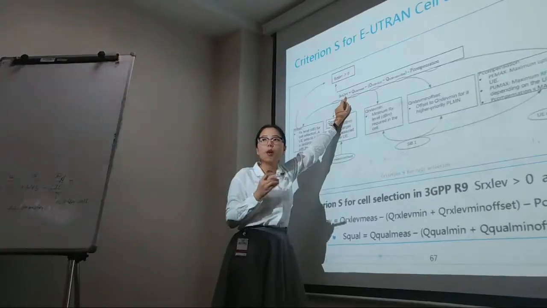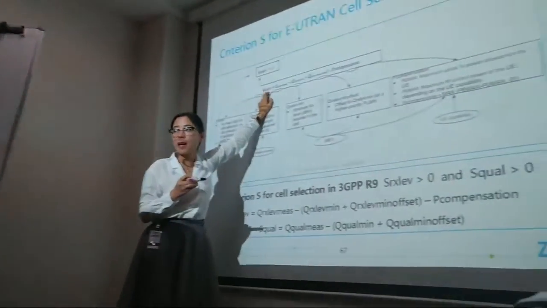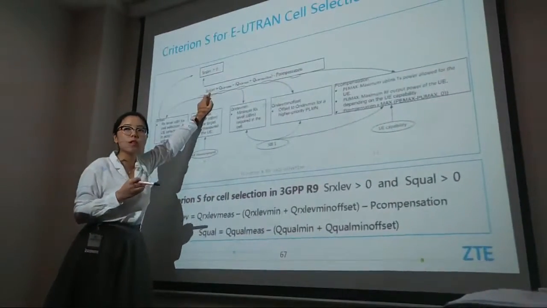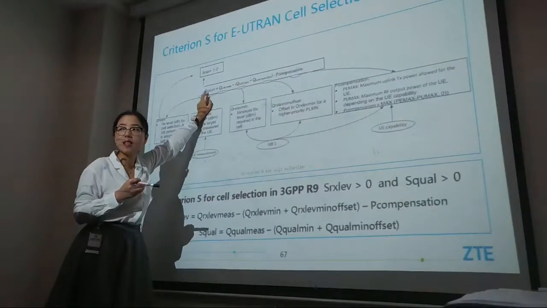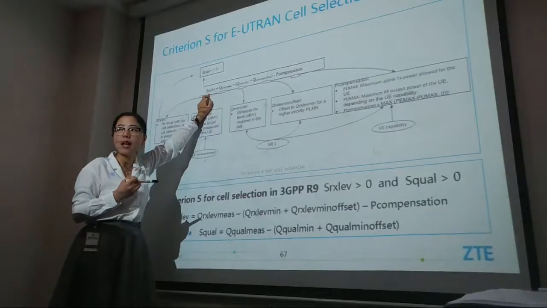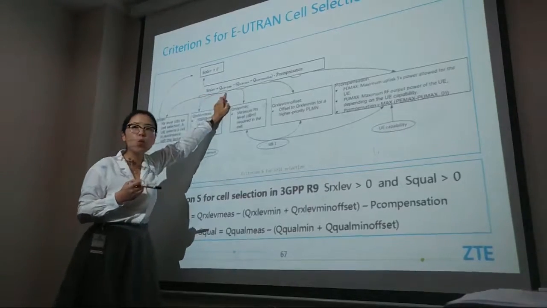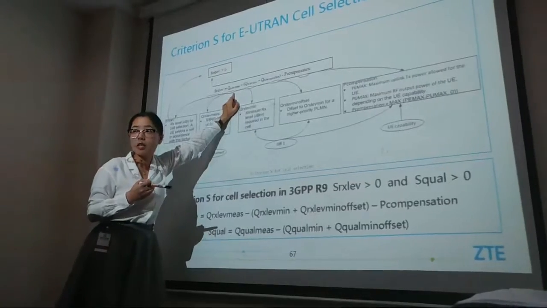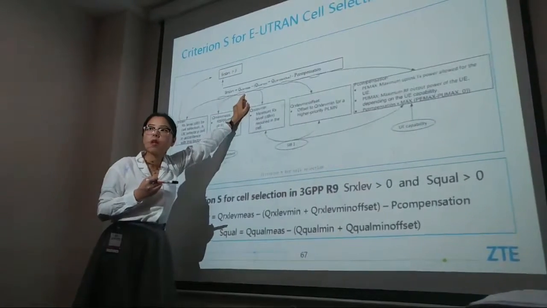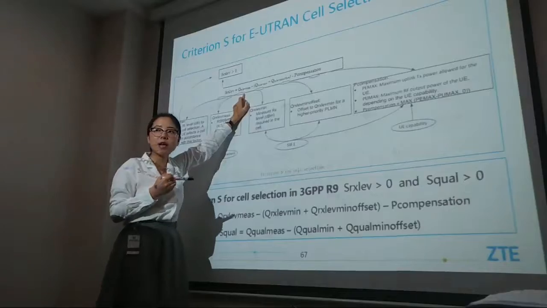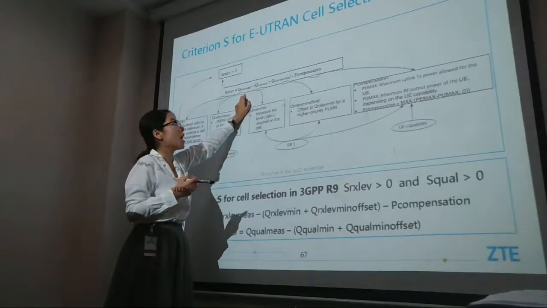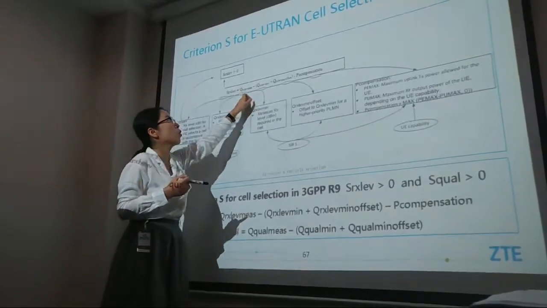So we use the SRP as an example. This is the received SRP level, and this level should be greater than 0. So how to evaluate this level? We have one parameter: we performed the measurement. We detect that the SRP is this value, the Q Rx level.